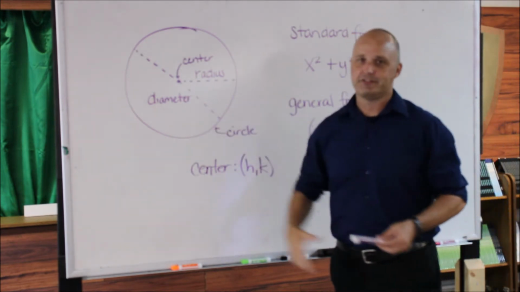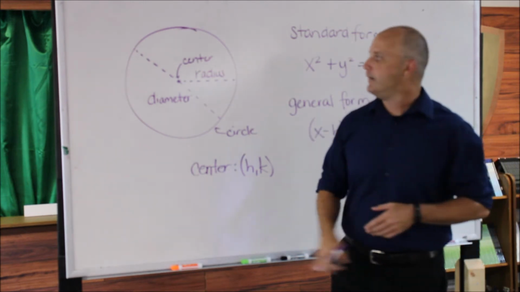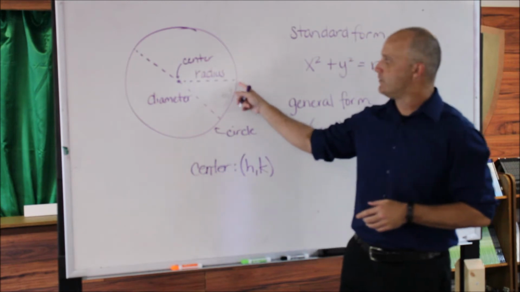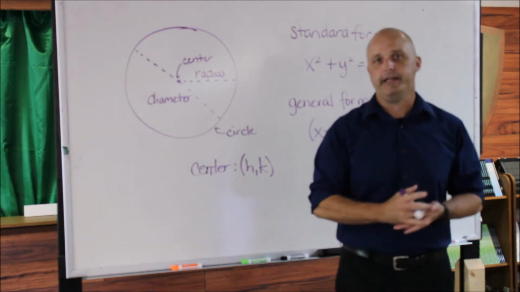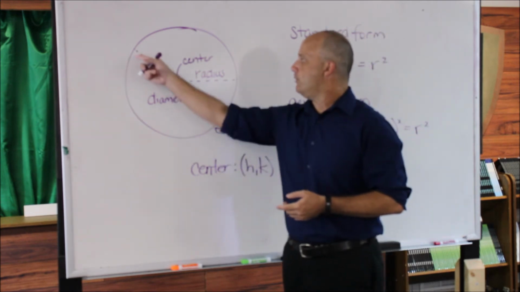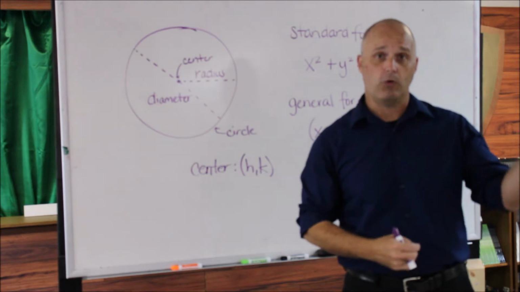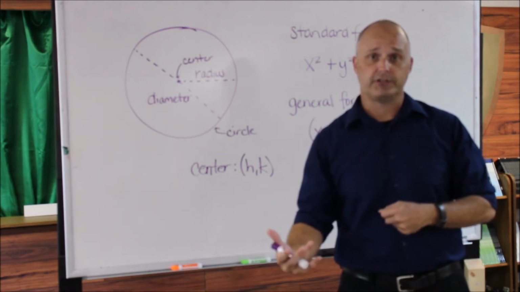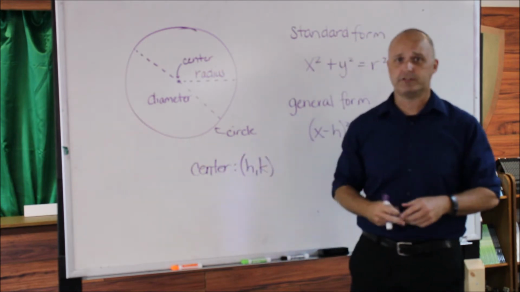Right there at the very center of our circle is the center of the circle. If we draw a line from the center to the edge of the circle, that again is going to be our radius. If we take two radii and put them together, then we end up with a diameter, which is just a straight line going from one edge of the circle through the center to the other edge of the circle. Then we have the circle itself.